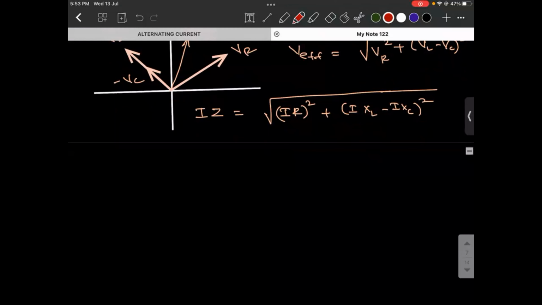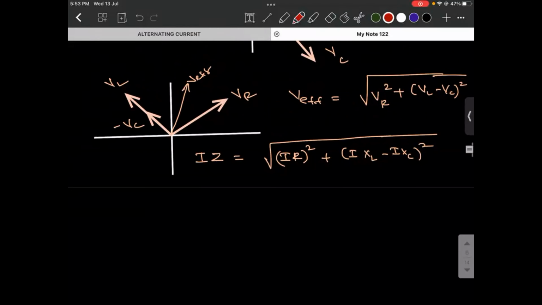Any doubt? Those who are online, any doubt? Is there any step that is not clear? Yeah, please. Sir, why not VR square plus VL square minus VC? Okay, VL minus VC is one vector. This whole thing is VL minus VC. So when you write it, you will not write it as VL minus VC separate. Okay. That's how vectors work.